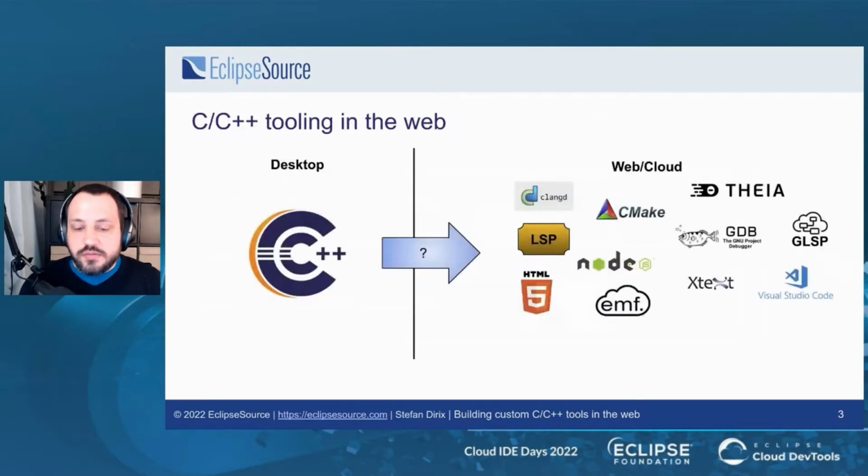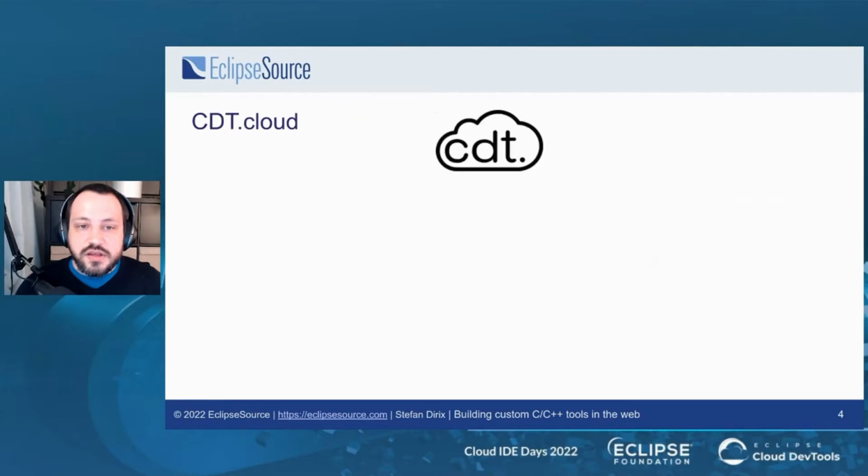Maybe you already have existing C++ tooling, or maybe you want to build new ones, and you're only familiar with the desktop-based frameworks. So for example, Eclipse CDT is a very popular choice for that. And now you see, oh, there's so much web stuff. Where do I even start? Many people have this problem, and this question was, for example, one of the motivations to bring CDT.cloud into life.